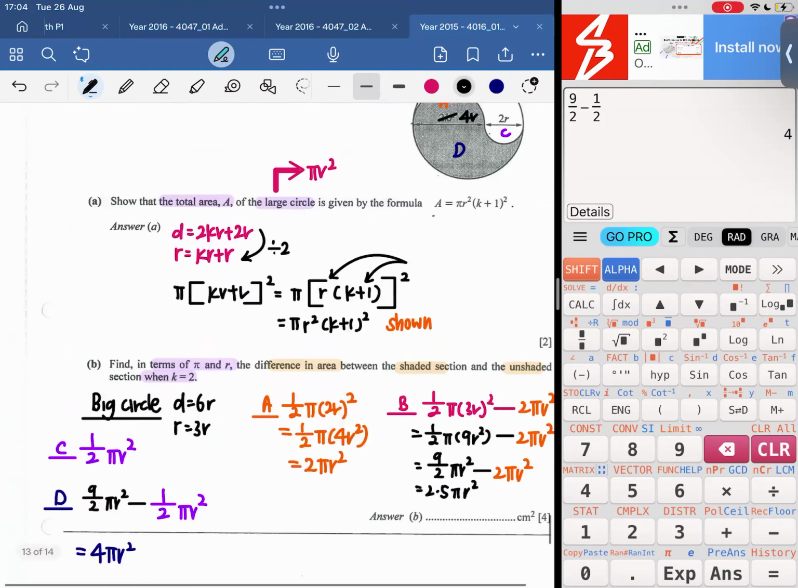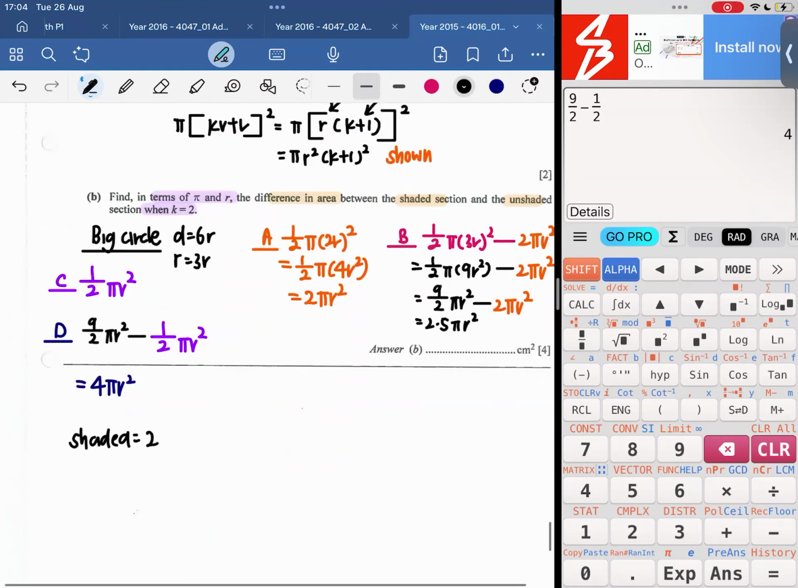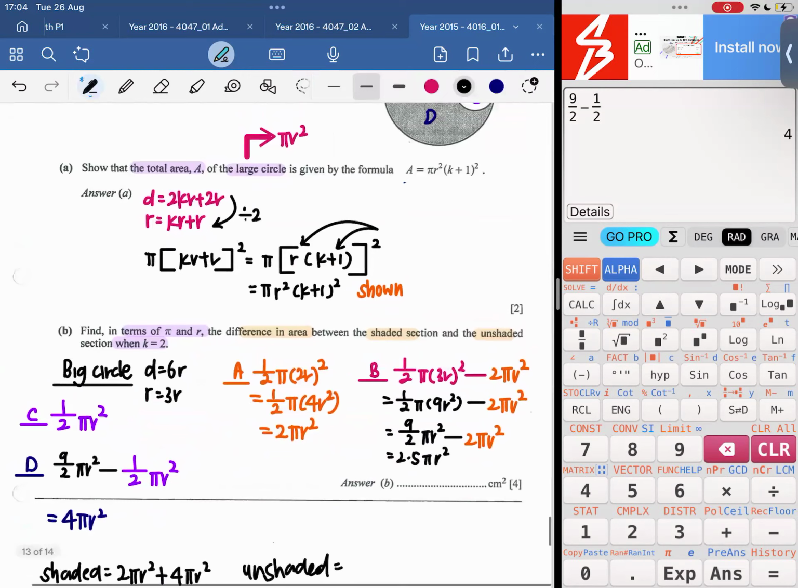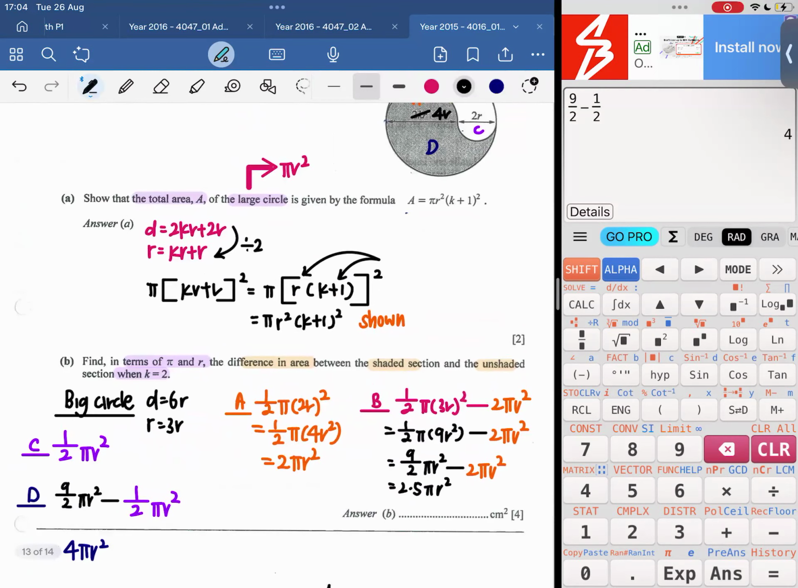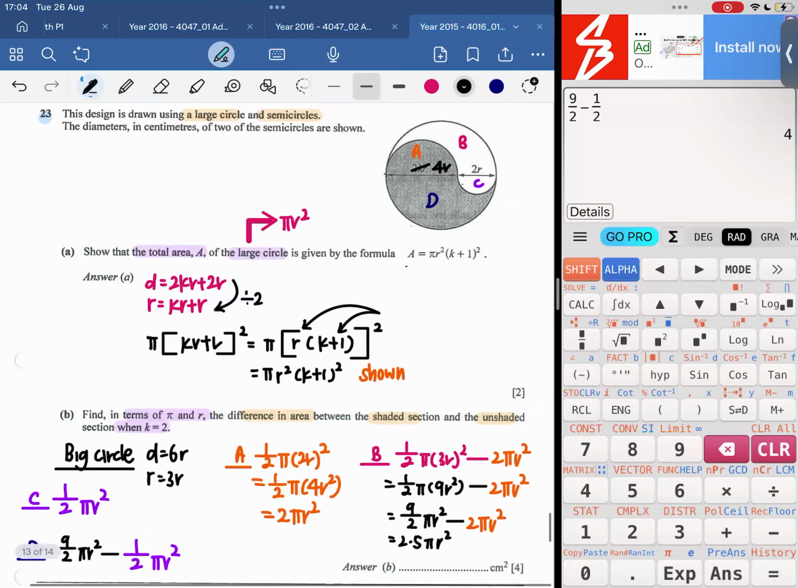Shaded is A and D. A is 2 pi r squared, D is 4 pi r squared, so there's 6 pi r squared. Okay, unshaded. It's not scary, right? It's just tedious, but nothing. At first I thought it was an arc length or arc sector question, but it's so easy. It's just like a primary school circle question. I use only pi r squared, don't even have quadrants or anything.